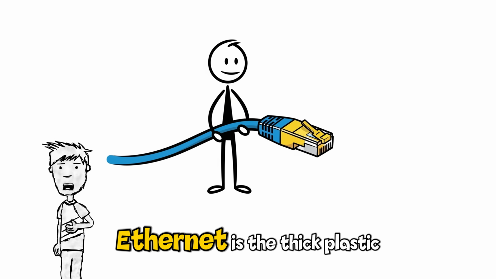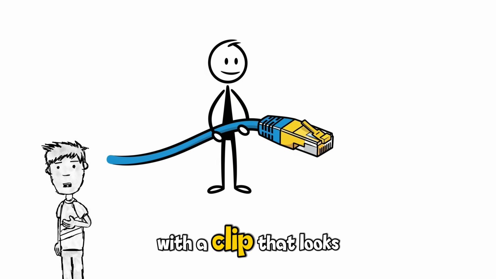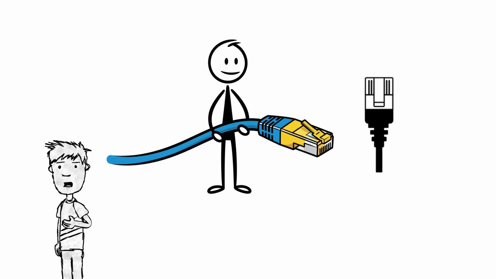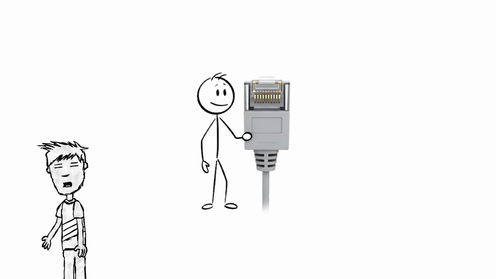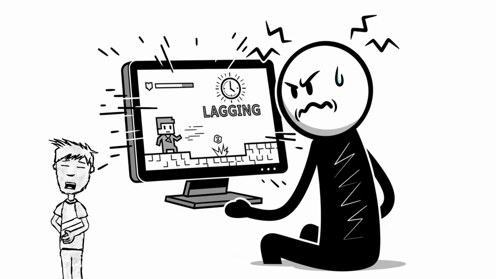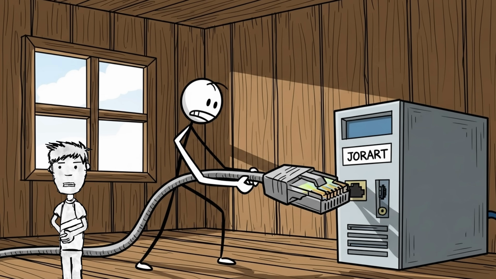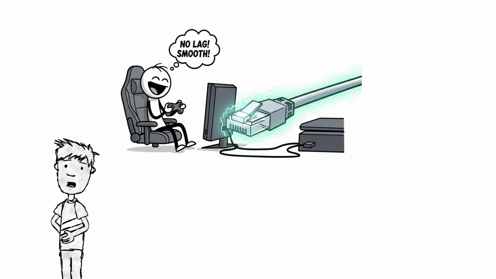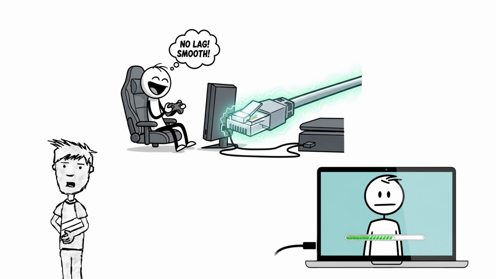Network. Ethernet is the thick plastic port with a clip that looks like a telephone jack that's been hitting the gym. This is for your wired internet. If your Zoom call stutters or your game lags every time you're on Wi-Fi, plugging in an Ethernet cable will give you a much faster and more reliable connection.